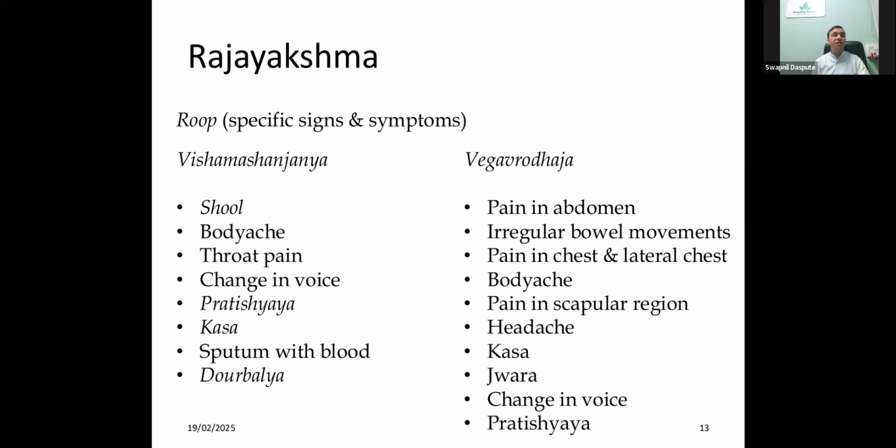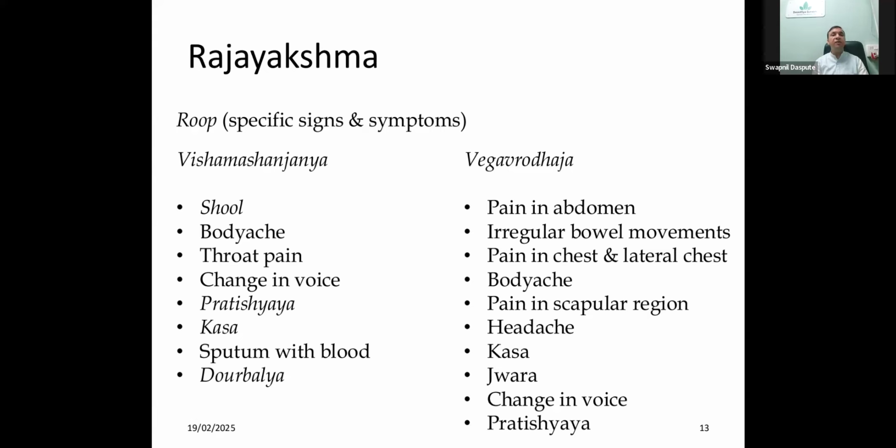So specific signs and symptoms of Vishamashana Janya and Vegavarodhaja Rajakshma. In Vishamashana, Shula, so this can be Shula in any part of the body. Body ache, again the similar thing. Pain in the throat, change in the voice. Pratishaya, running nose. Kasa, cough. Sputum with blood, that is Raktasthivana. And Daurbalya, which is weakness, in Vishamashana Janya Rajakshma.